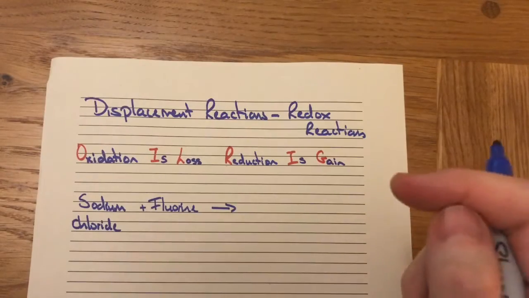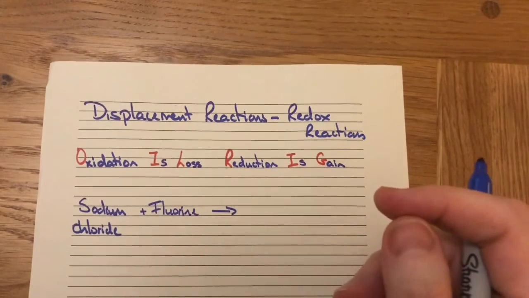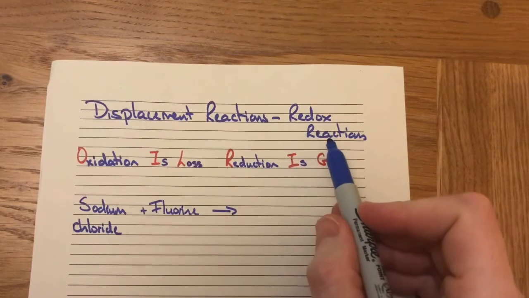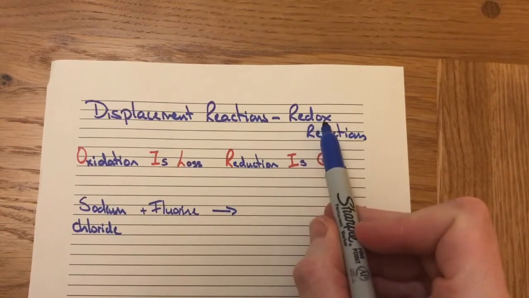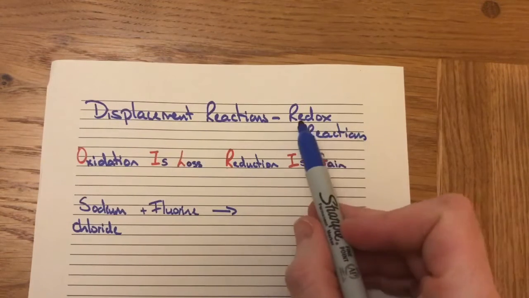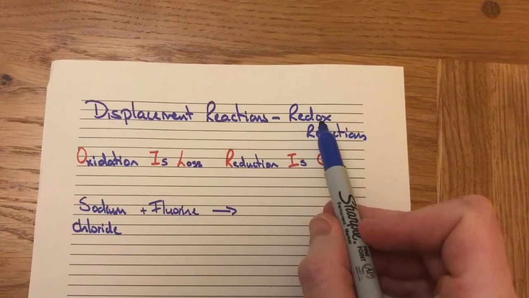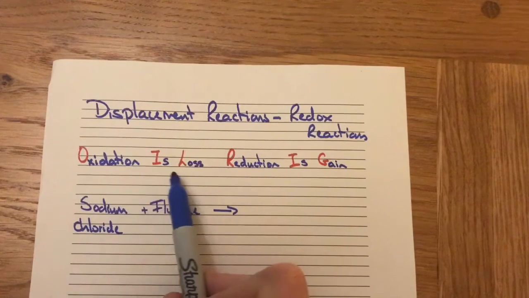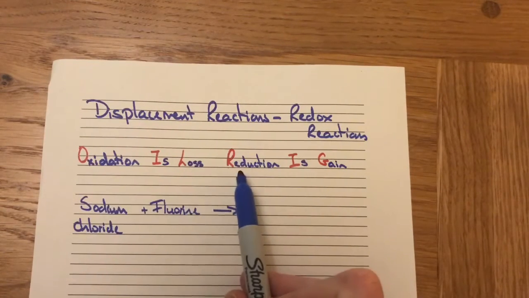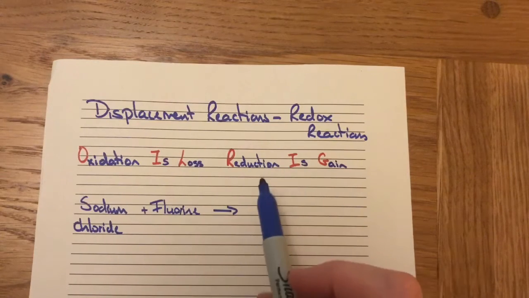Okay, in this video we're going to explore displacement reactions with the idea of looking at it in terms of a redox reaction. So remember, redox means reduction and oxidation. And just to remind you, to help us understand reduction and oxidation, we have the word OIL RIG. OIL RIG stands for oxidation is loss of electrons and reduction is gaining electrons.